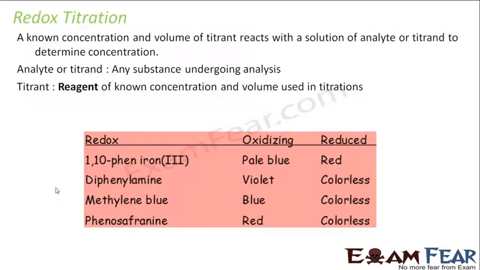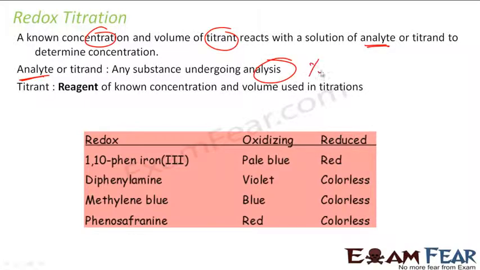So if you see, in this case, a known concentration and volume of titrant reacts with the analyte to determine the concentration. Here, the analyte is nothing but a substance which is undergoing analysis, where you find the percentage concentration of the substance, and the titrant is nothing but my known reagent. They are of known concentration. We know the concentration of that, and we know the volumes of that, so it's nothing but calibrating, right? So we know the concentration of this, so we can find the concentration of this, right? This is unknown and this is known. That's the only difference. So the titrant is known and the analyte is something which is not known.